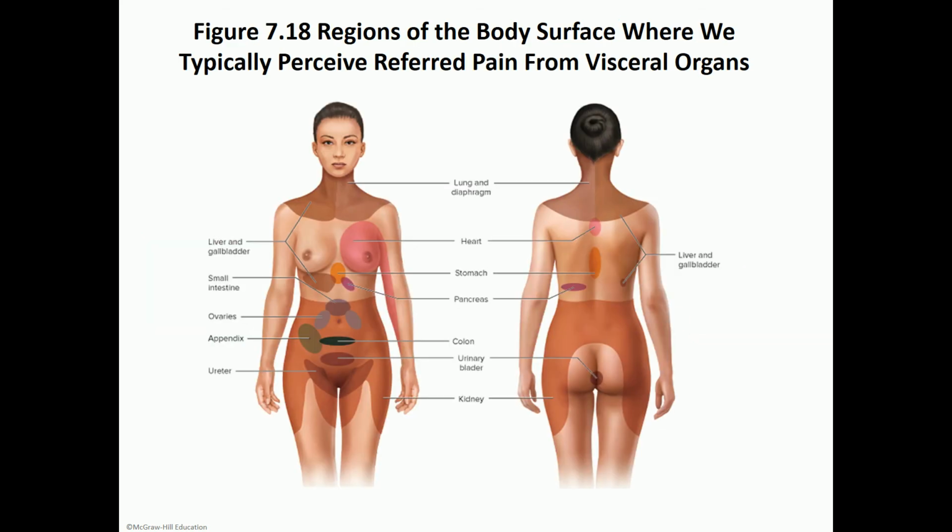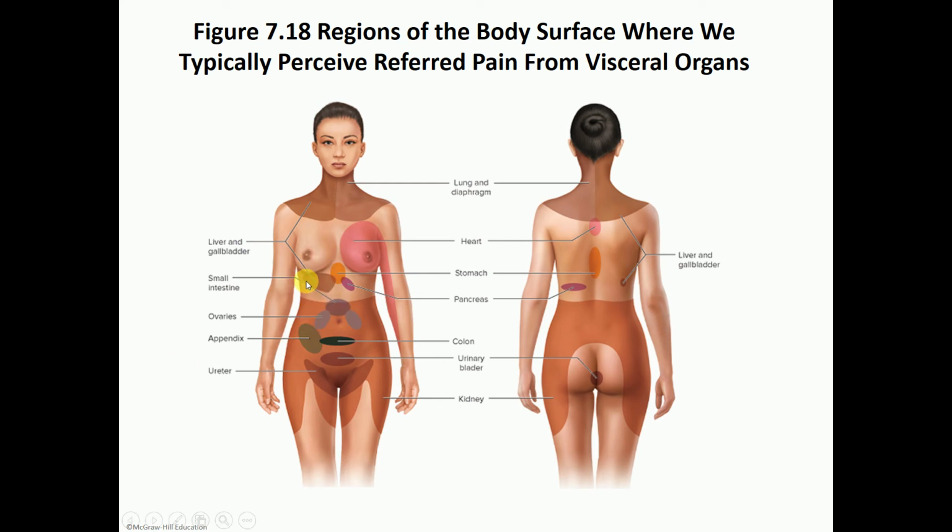Here you can see different examples of referred pain, and a couple of them I think are really interesting. We already went over the heart attack referred pain, where the skin over the chest and the skin over the upper limb on the left side are affected. Another really interesting referred pain is the liver and the gallbladder.